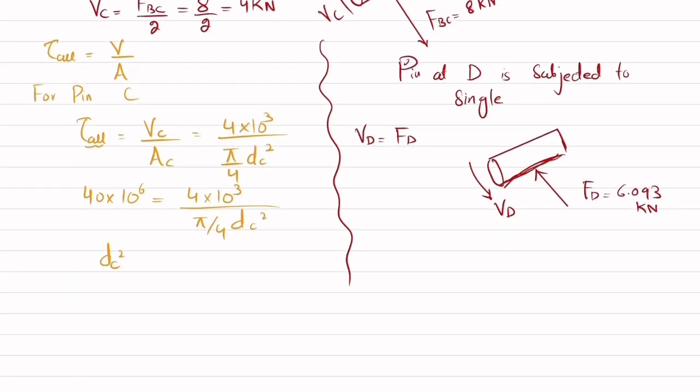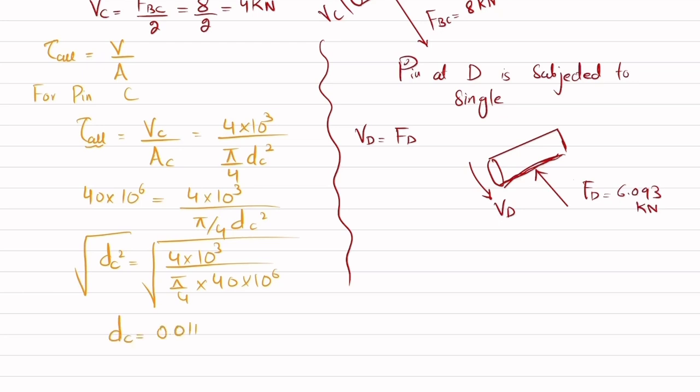So from here, this d_C squared is equal to 4 multiplied by 10 to the power 3 divided by pi by 4 into 40 multiplied by 10 to the power 6. And if you take the square root on both sides, you will get the diameter of pin at C will be equal to 0.01128 meter, or in millimeter, it will be equal to 11.3 millimeter.